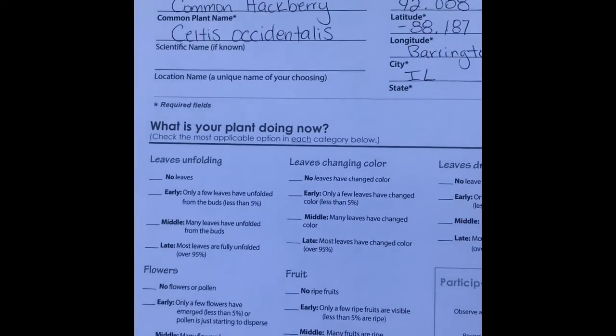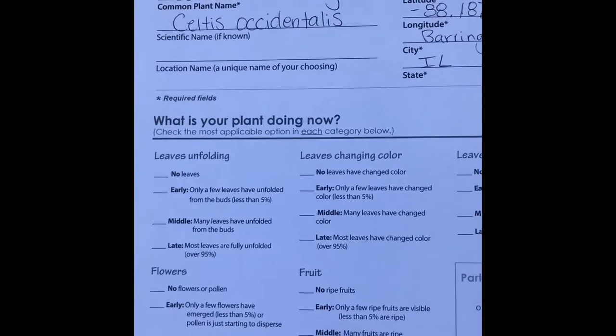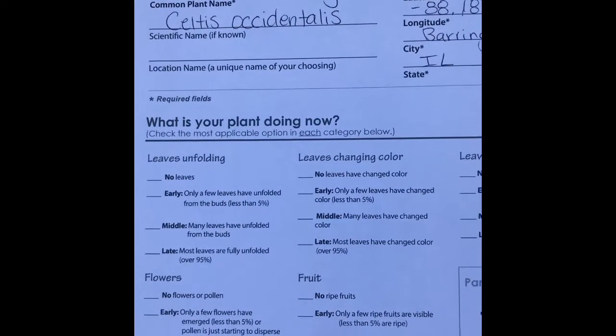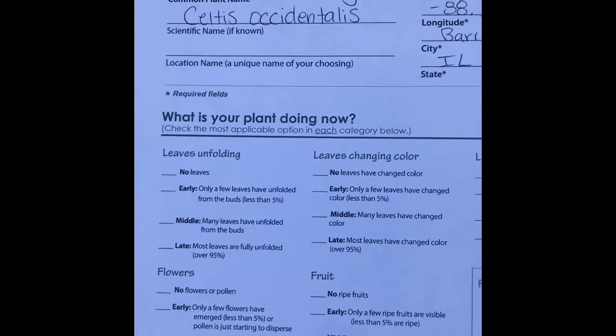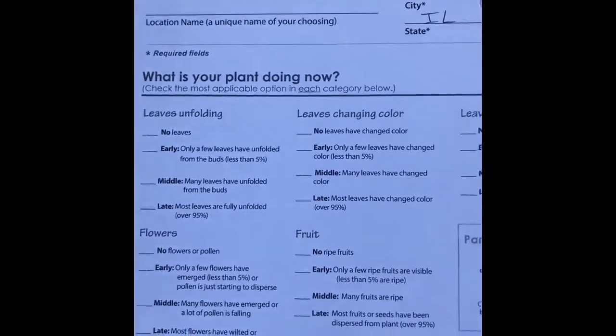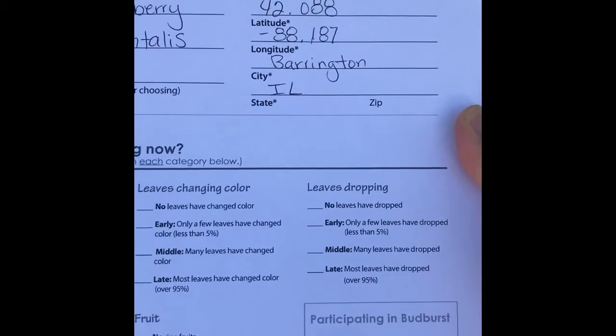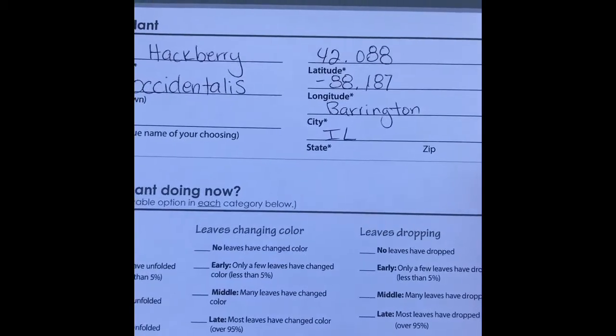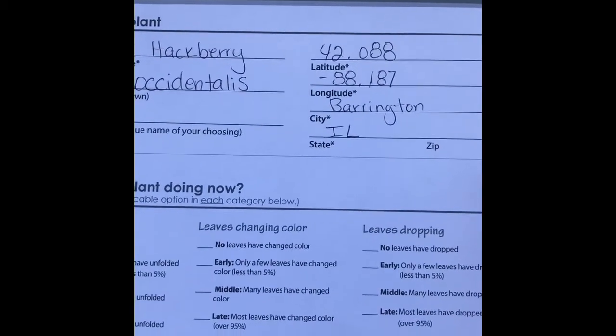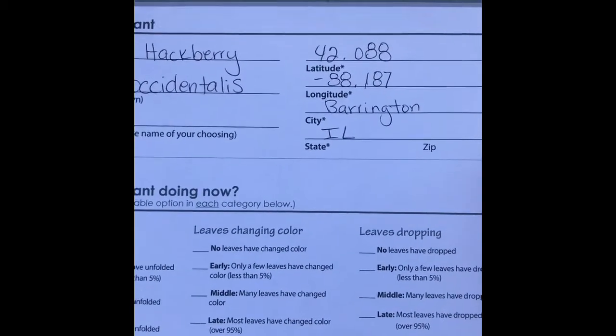And then the next thing is, what is your plant doing? So you look at our different categories here: leaves unfolding, leaves changing color, flowers, fruit, leaves dropping, right? Most of what we're going to look at this semester is probably these two categories, leaves changing color and leaves dropping. Again, this particular hackberry, while it has some insect damage and probably some water stress damage, the leaves haven't actually changed color yet.